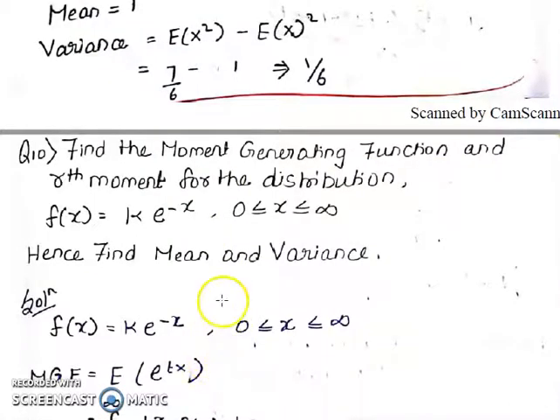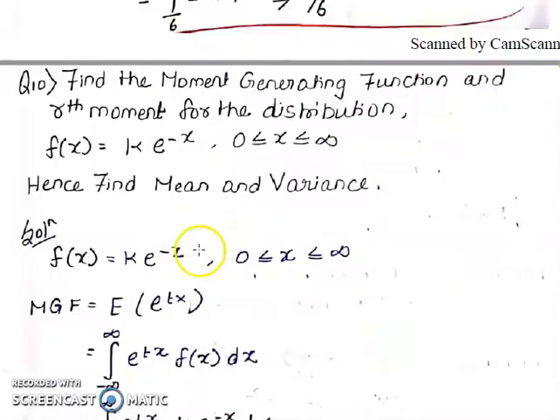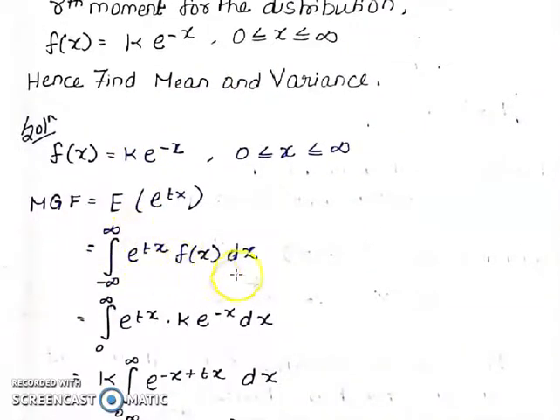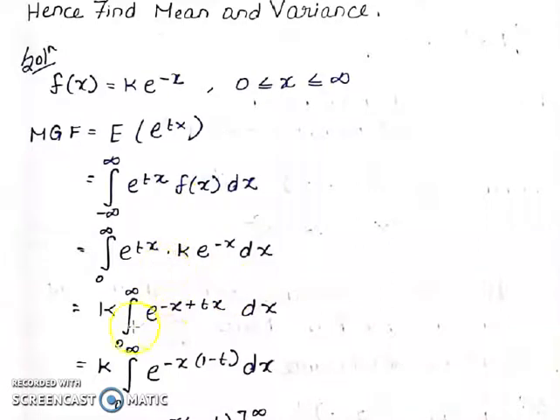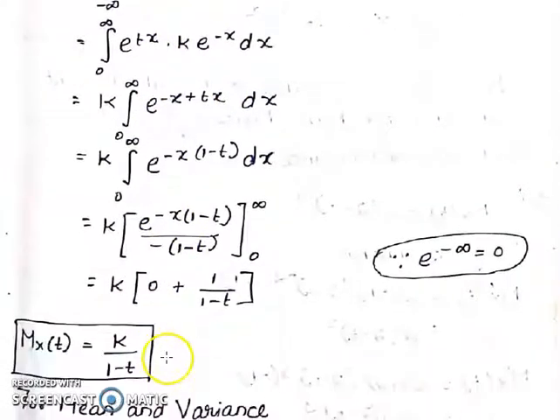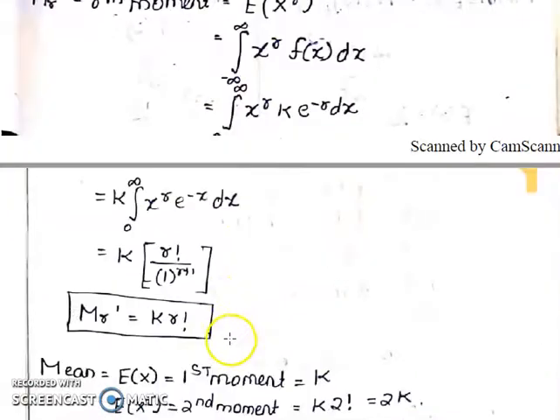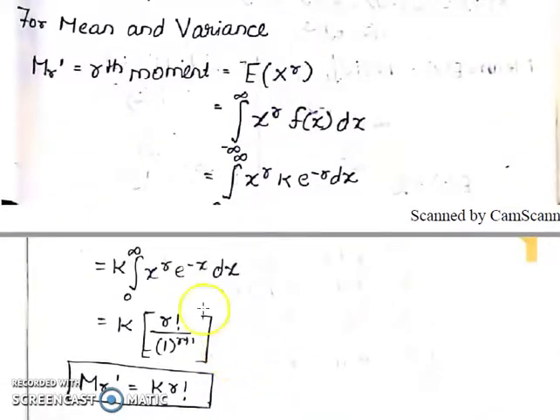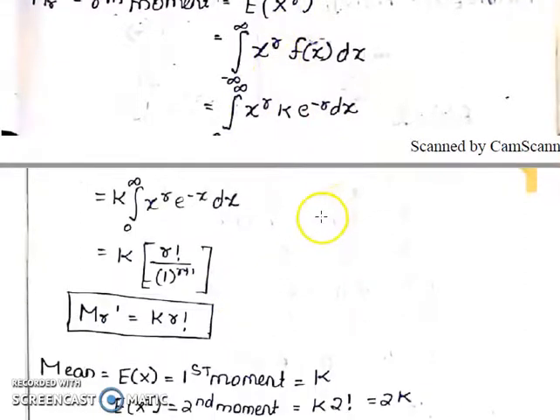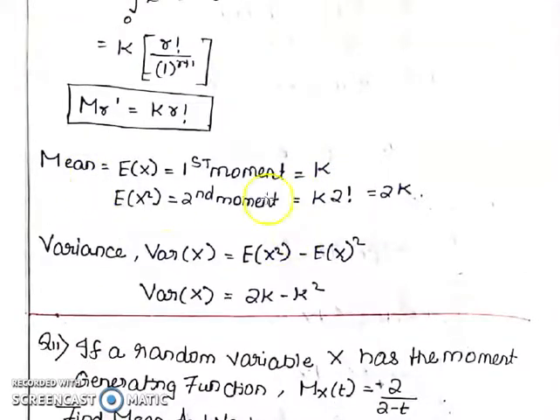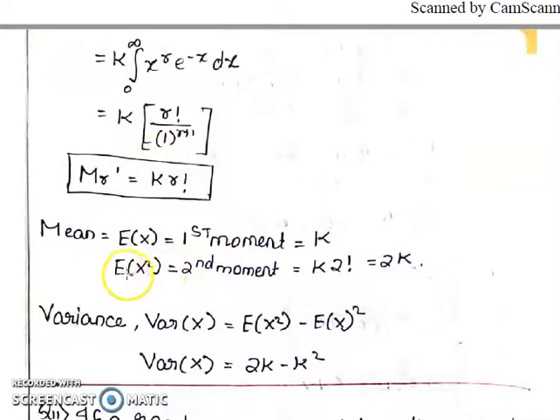Right, now the next one. Find the moment generating function and the rth moment for the distribution. So a continuous case problem is given. We are going to find the moment generating function as well as the mean and variance. So the MGF formula is this one. Apply here k into e power 1 minus 2x. We get k into 1 minus, after simplification and integration. The rth moment formula is this much. Apply the rth moment formula E of x power r. We can use it like this. So for mean and variance, mean equals k and E of x square is 2 factorial k.